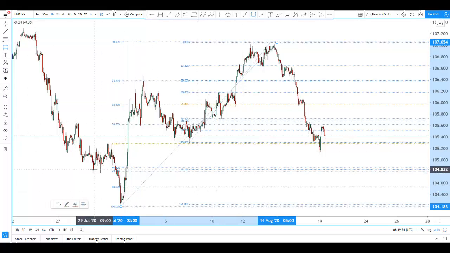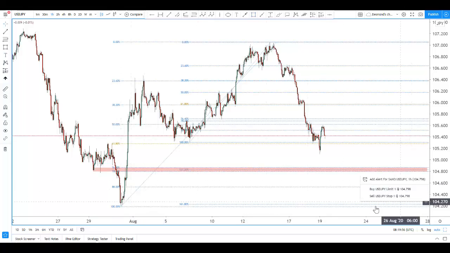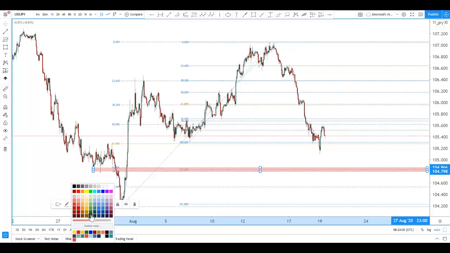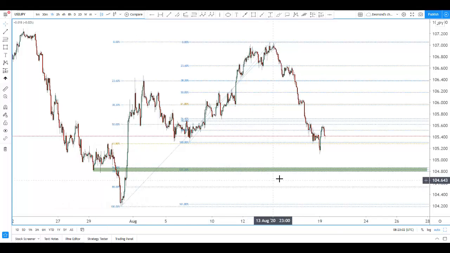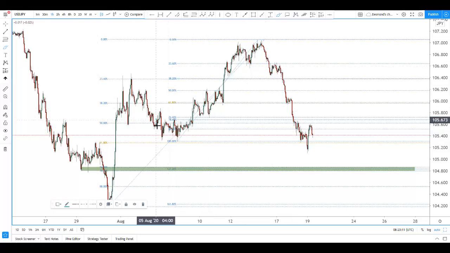Let me highlight it for you. I'm just going to put it in green to let you know that this is the big area of support we're looking for. If you're trying to look at where price had reacted multiple times before, you can see a bounce here, a bounce here, a bounce here, and it looks like price is heading down towards there.